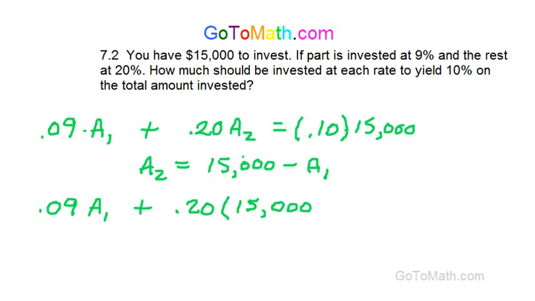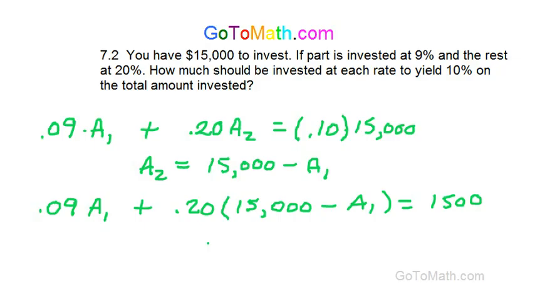Now, I made a comment at the end of the last tutorial on the same problem, 7.1, that this model, I mean, think about it, we don't have to be doing money. We could be doing a lot of other things. We have 15,000 minus A1 is equal to, and let's go ahead and multiply this 10% by 15,000, and what does that give us? 1,500. Is that right? 1,500, I believe.